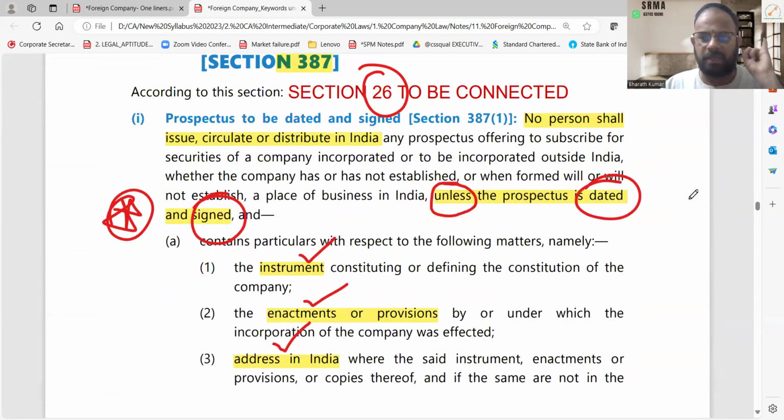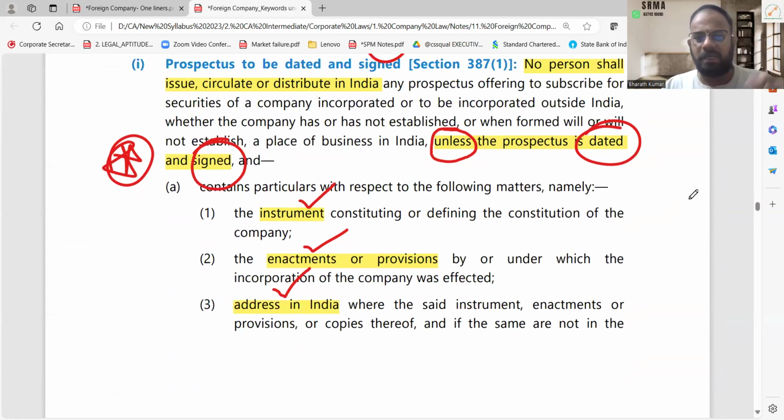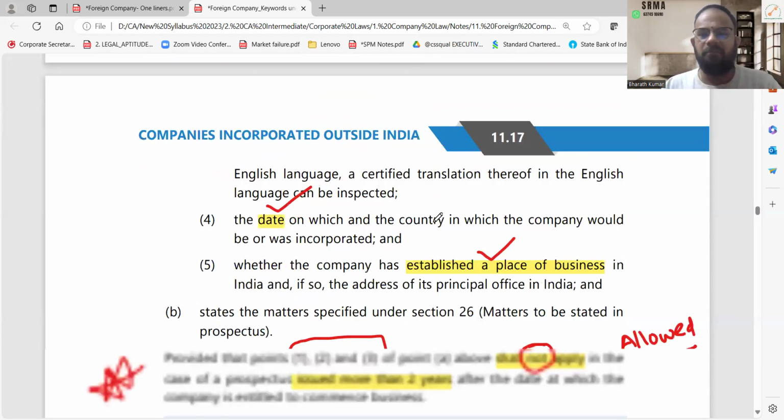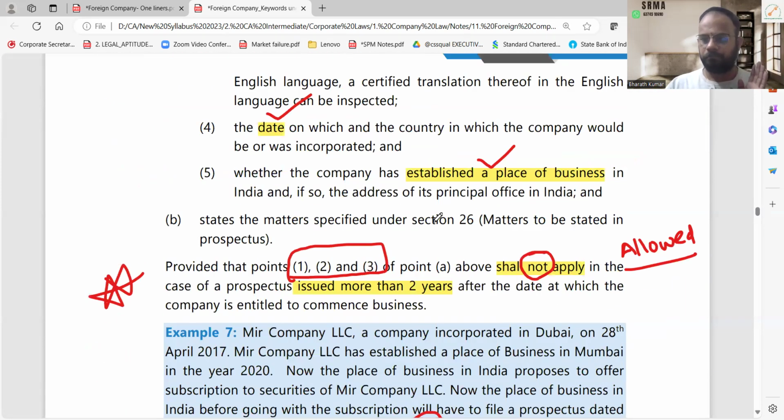The instrument containing this enactment or provision, the address in India, you will not bother. That's what they are saying. That is, you cannot define this because after 2 years, the instrument or any enactment or anything could have changed. Address can be changed. Enactment could have been changed. Any provision could have been amended. Instrument could have been changed. How will you know? So you don't need to bother about that. Remaining will be done. It is allowed, but 1, 2, 3 alone will not apply.